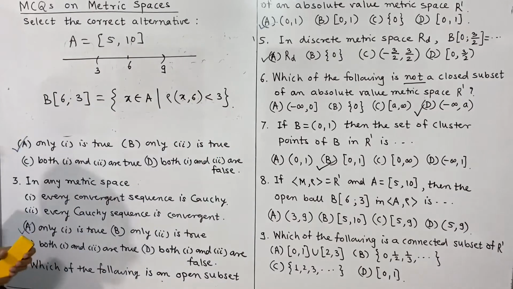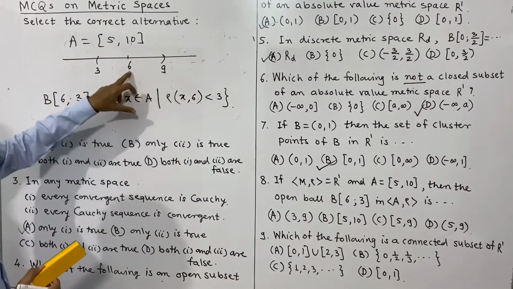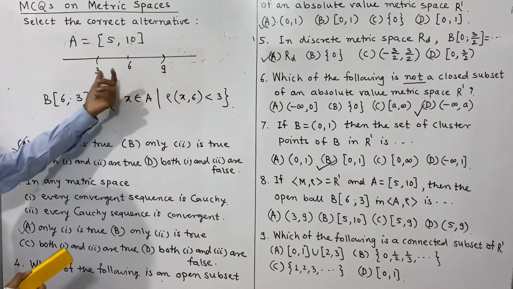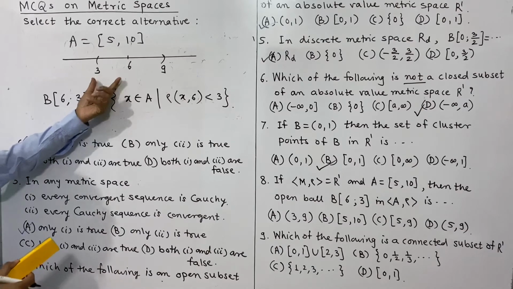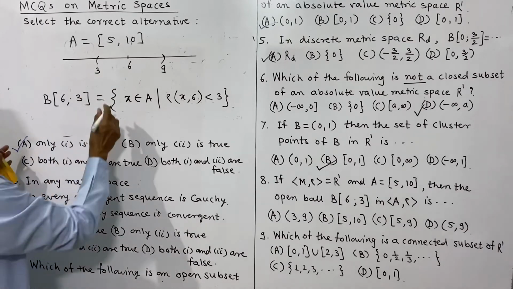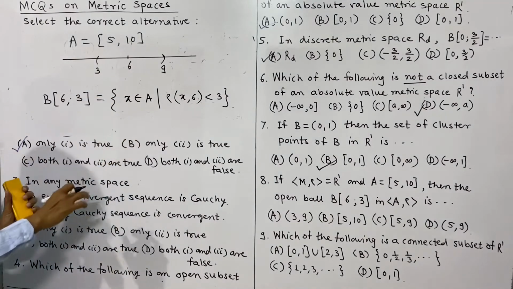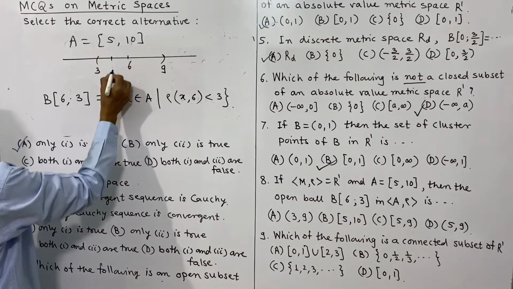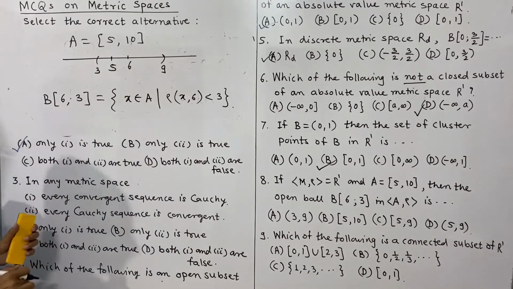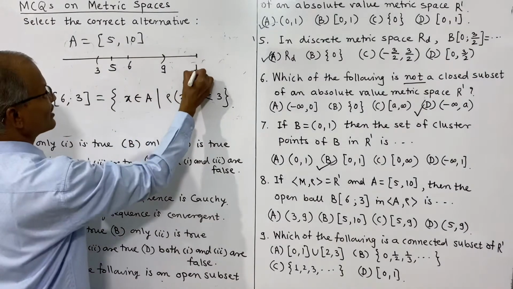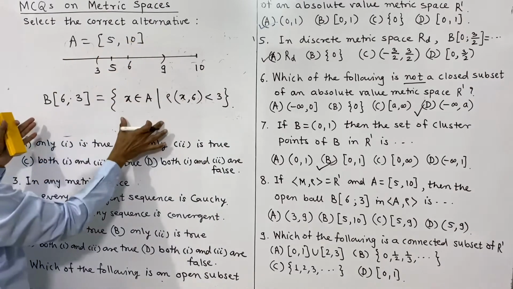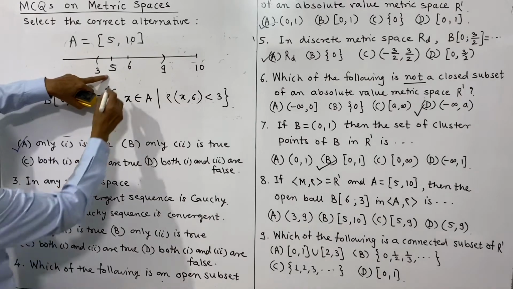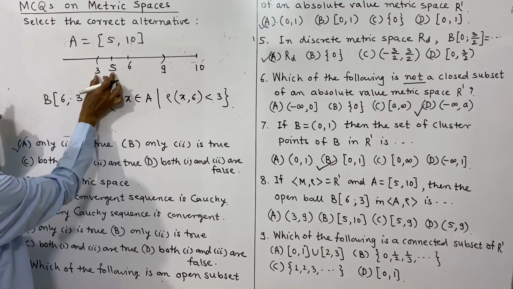This is the mean, and therefore distance from 6 is less than 3, so that is up to 9, and distance from 6 is less than 3 means it is 3. But that is those points in A. Now you see the points in A we have to consider, and A itself starts with 5, so 3 is not there, and it ends with 10. So the intersection of A and this set will be the open ball, and that means it will actually be 5 to 9, because 3 to 5 is not there.